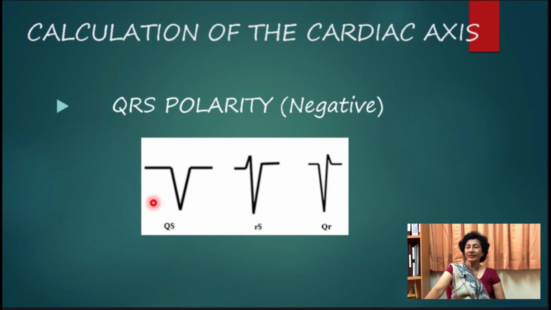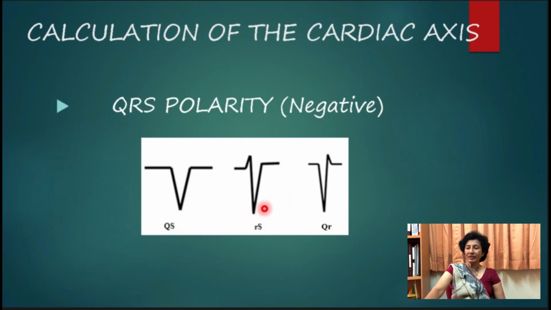In this slide, you can see 3 QRS complexes. In first QRS complex, you can see a QS complex. There is no R wave. QS complex, so it has negative polarity. The vector of the complex is downwards.